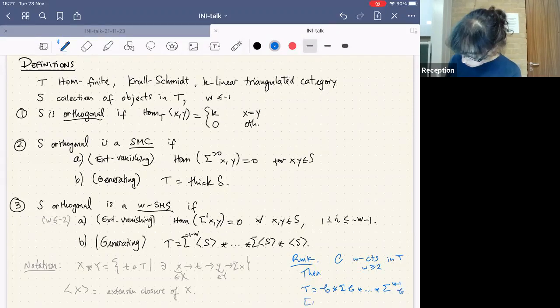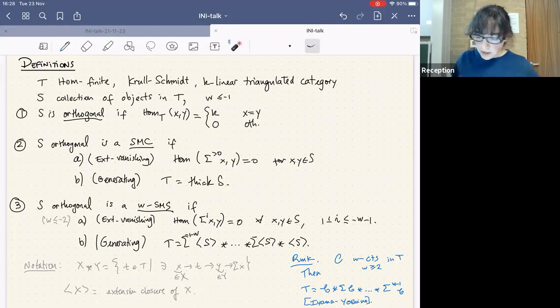And this is due to Iyama-Yoshino. Notice here we have to actually take the extension closure of S, and here we just take the cluster tilting, which in some sense is also the extension closure of C, because the Ext is vanishing. But this makes things more difficult in our negative case, because this thing is bigger, more difficult to control. And this is what causes us problems. This is why simple-minded is not so.